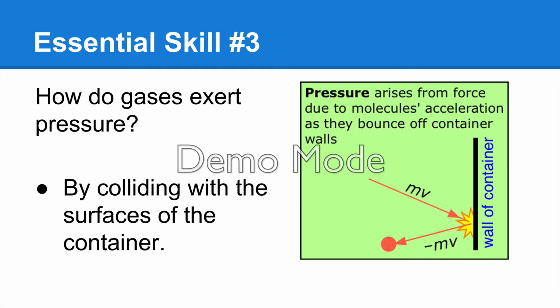Essential skill number 3, how do gases exert pressure? Collisions with the surfaces of the container or collisions with other gas molecules. That's how it exerts pressure, those quick collisions. There's a little image there that describes it, to help that stick in your memory. You can see it colliding with the wall of the container, and of course in an ideal world there's no loss of energy, but regardless, in the real world those collisions are also what cause pressure.